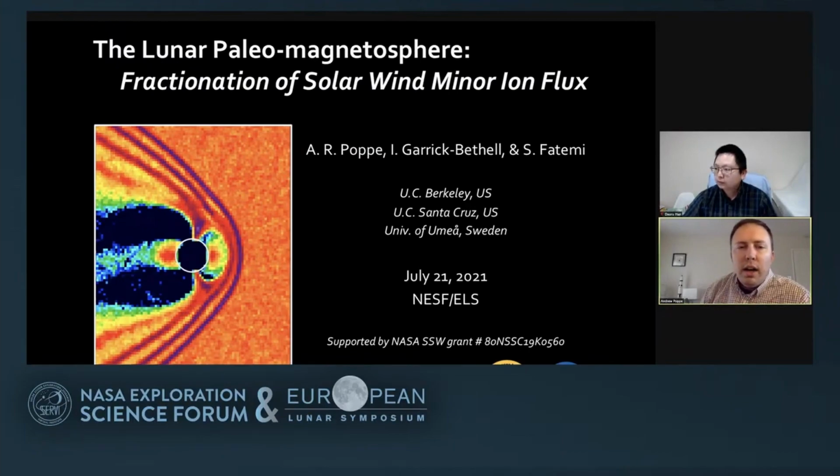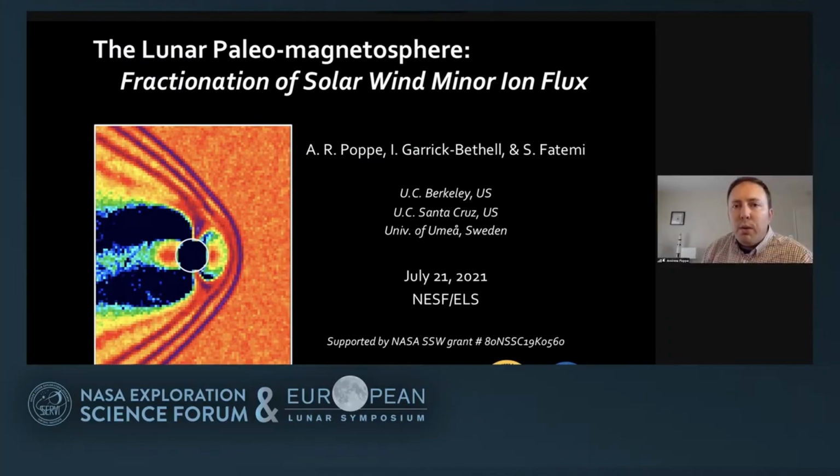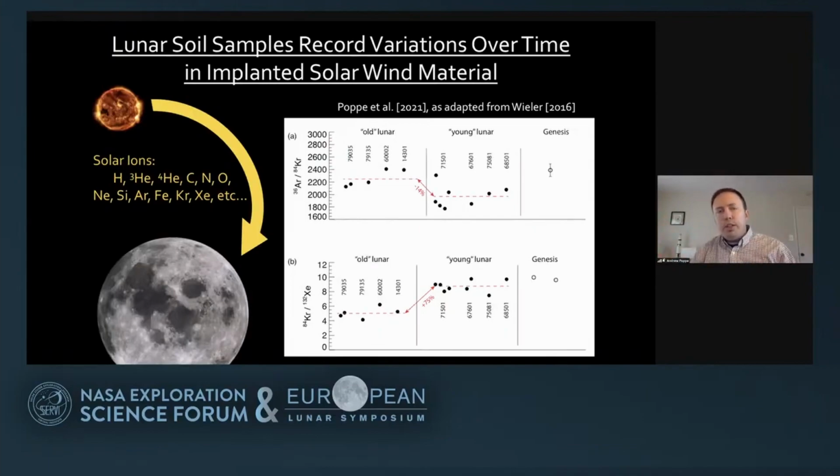My name is Andrew, and on behalf of myself and my co-authors, Ian Garrick Bethel and Shahab Fatemi, I'm happy to talk about the lunar paleo-magnetosphere and the implications this has for fractionation of solar wind minor ion flux to the lunar surface. So the overarching motivation for this work is that we know that lunar soil samples taken from the surface and returned to the lab on Earth by the astronauts record implanted solar wind material.